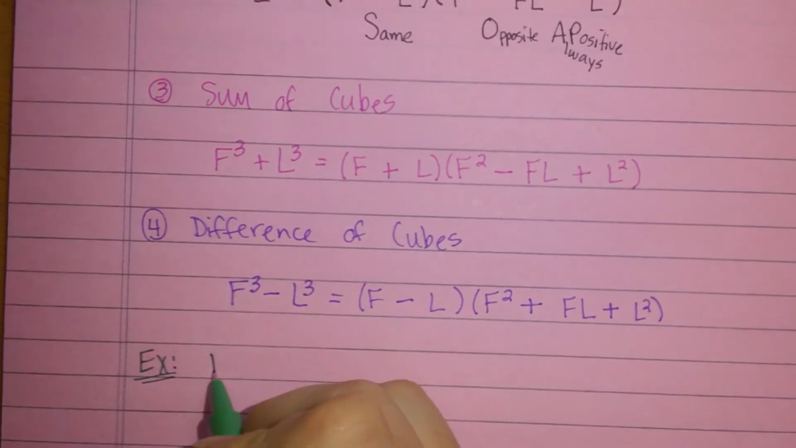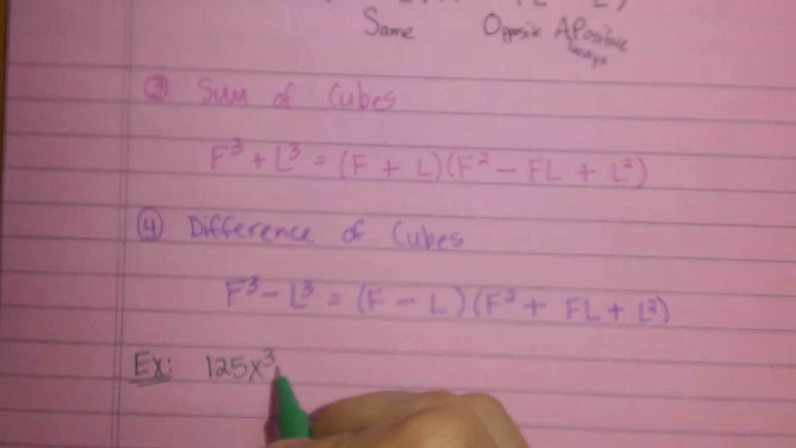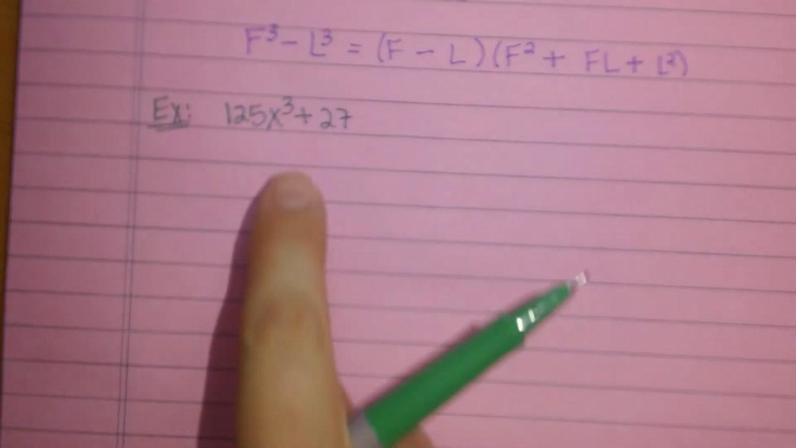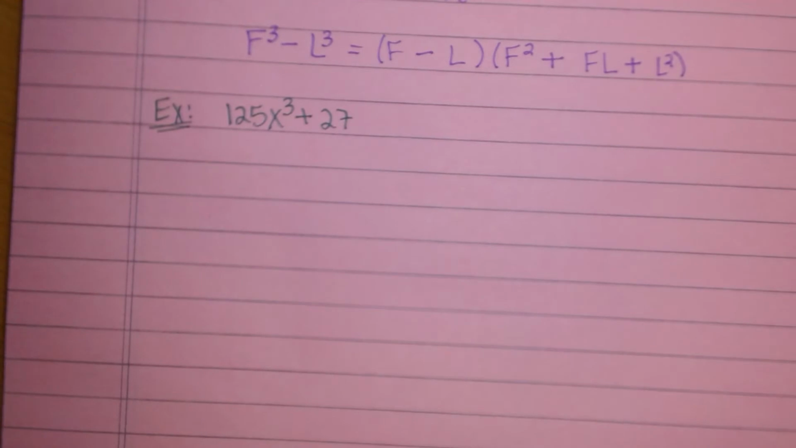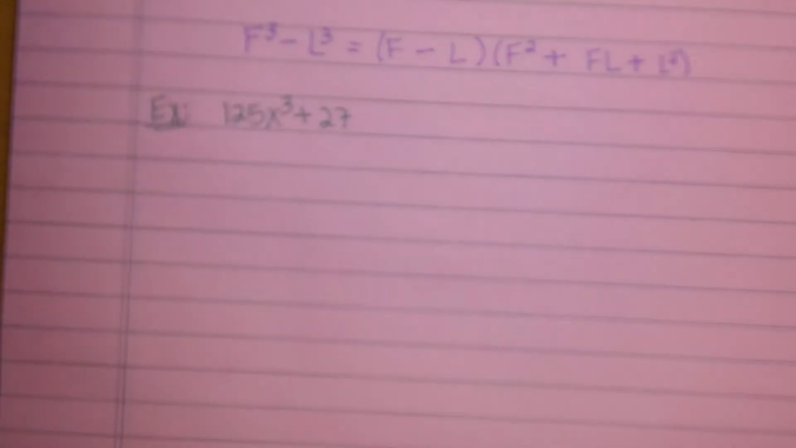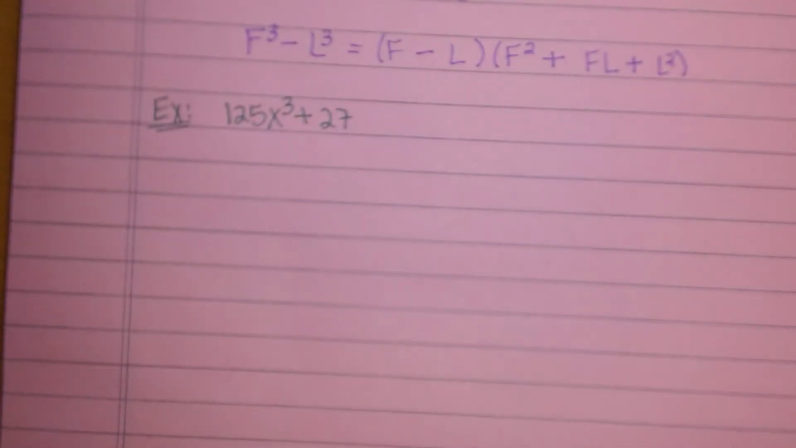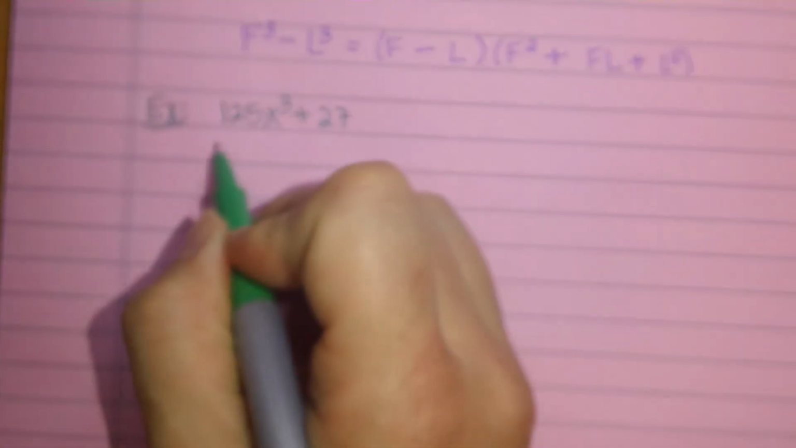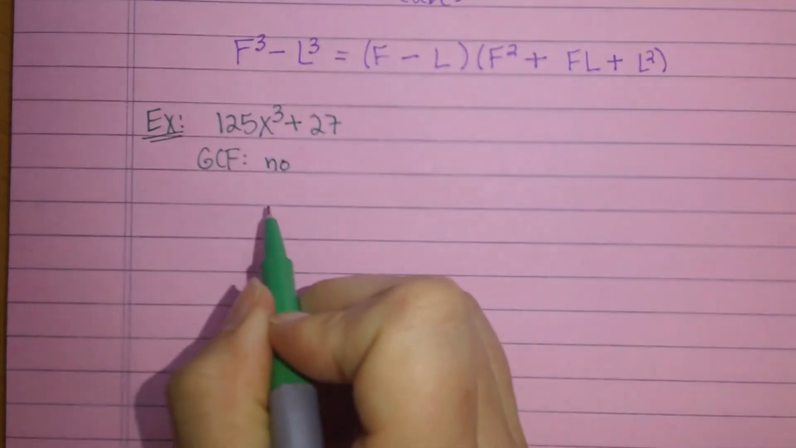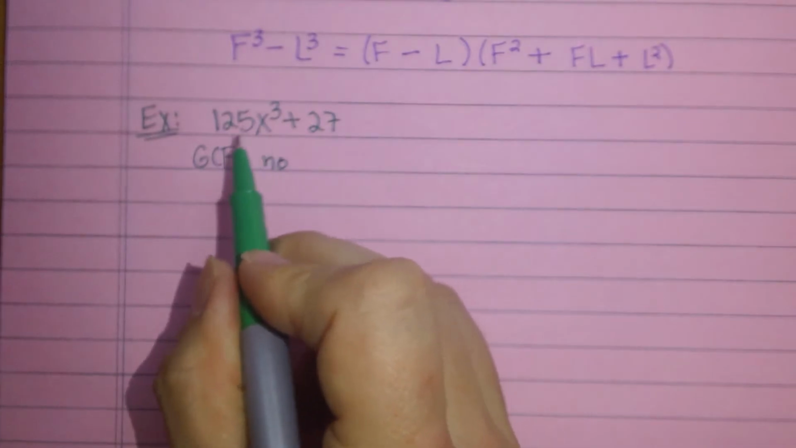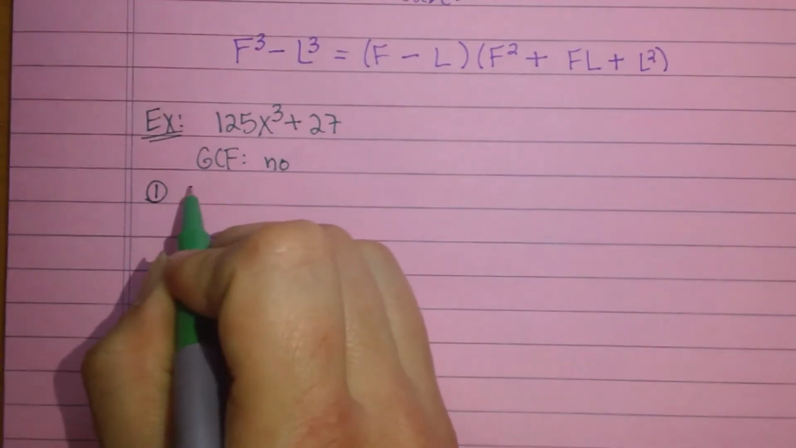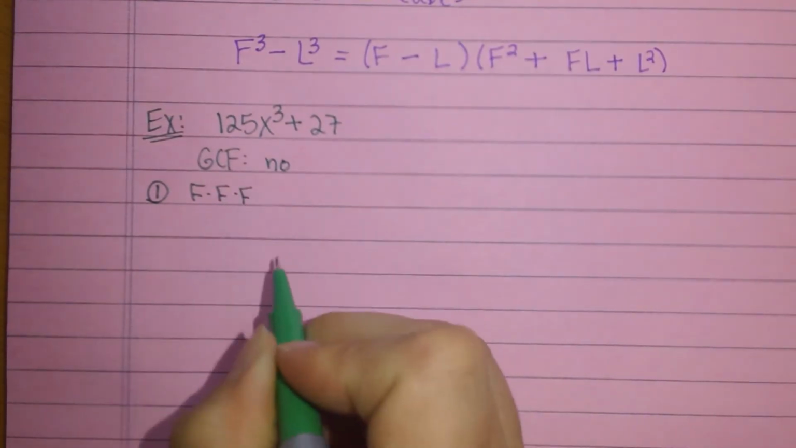The first one we'll look at is 125x cubed plus 27. Again, we'll note that we're factoring a binomial, which is 2 terms. And the special patterns that we know are difference and sum of squares and difference and sum of cubes. So we're looking at the 2 terms, and we notice that they are both perfect cubes. We're still going to check for greatest common factor, and in this problem there is not one. And then we have a cube in the first spot and a cube in the second spot. So we're going to factor that by figuring out what the F term and what the L term are.